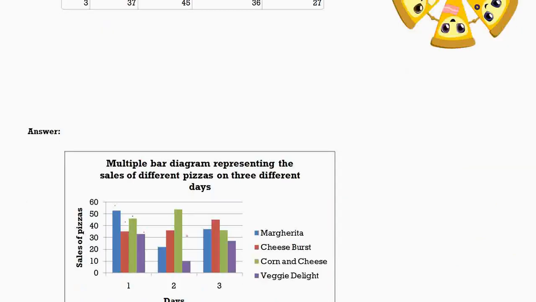You just have to mark the x-axis with the days, the y-axis with the frequencies, and for day 1 you need to represent all the four bars sticking to each other, and for day 2 also it is similar, for day 3 also it is similar.